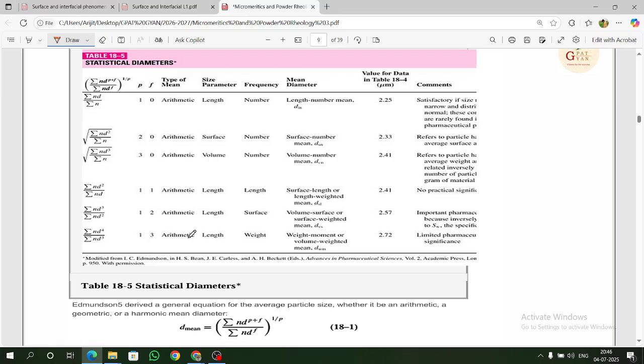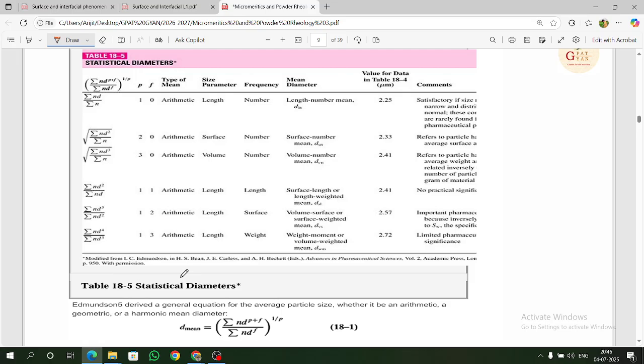And Anderson apparatus, 2021, the questions have come. Angle of repose, Carr's index, every year, like 2018, angle of repose questions have come. Carr's index 2018 questions have come. 2019 same Carr's index questions have come. So that's why I'm telling you, those last topics are very important.